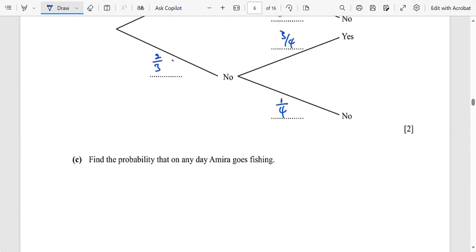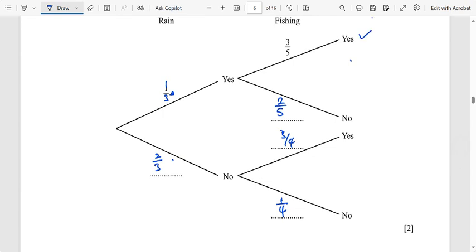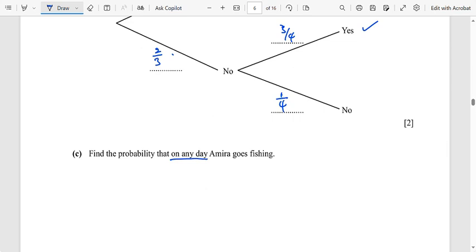Now, find the probability that on any day, the part here when they say on any day, Amira goes fishing, they are simply saying even if it rains or even if it doesn't, what is the probability that Amira will still go fishing? So she may go fishing on a rainy day, or she may go fishing on a day that doesn't rain.